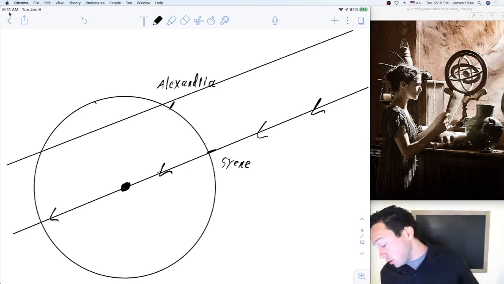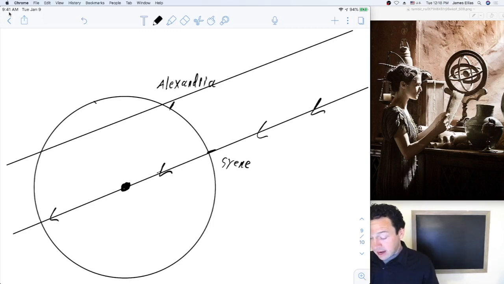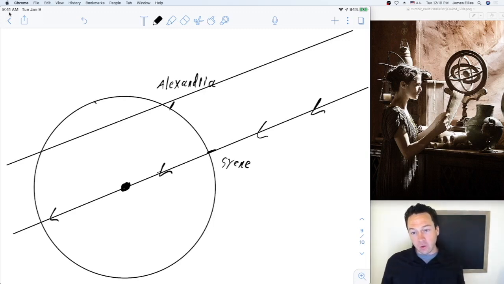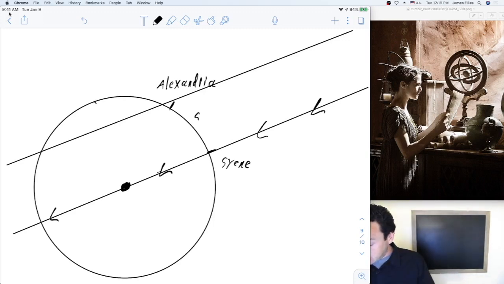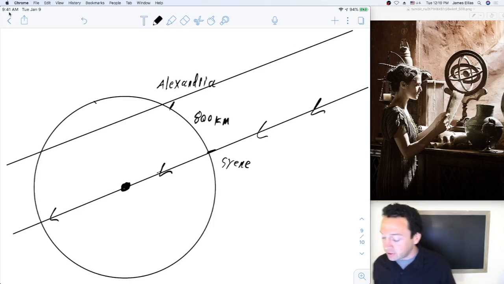Okay, and so there's a little shadow here, right? There's a shadow. All right, now check this out. The man that he hires to walk from Alexandria to Syene measures out a distance of 800 kilometers.